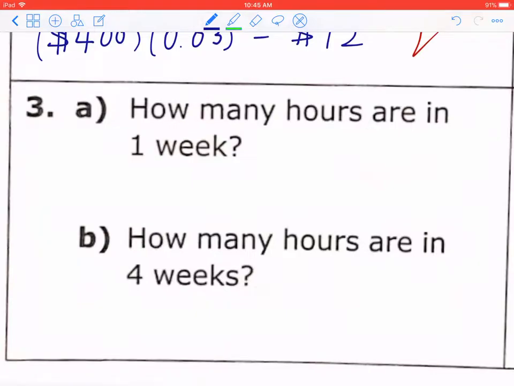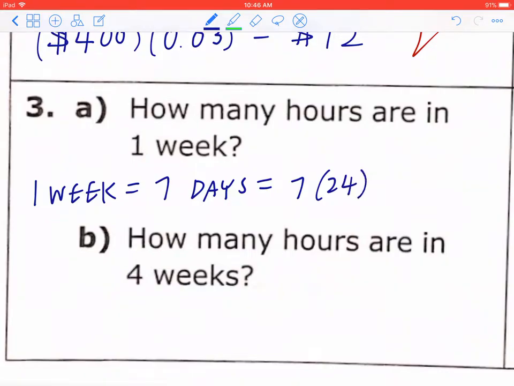Number 3, how many hours are there in a week? In 1 week, we're talking about 7 days. And of course, 1 day contains 24 hours, which means if you take the calculator and you work this out, 1 week equals 168 hours.